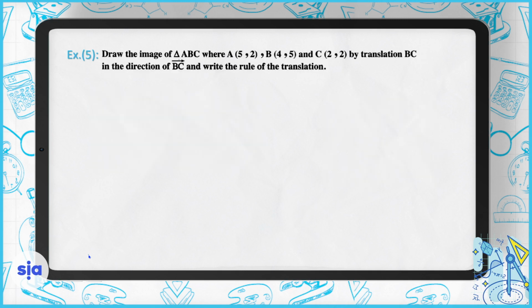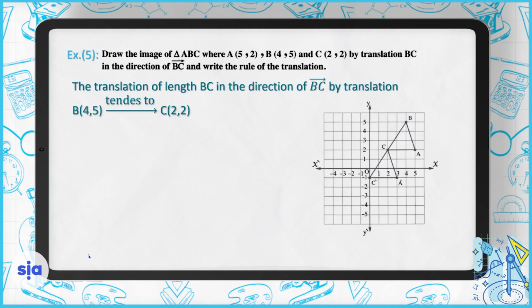For exercise number 5, draw the image of triangle ABC where these are the coordinates of the vertices A, B, and C by translation BC in the direction of BC and write the rule of the translation. The translation BC in the direction of BC ray: we have point B (4, 5) tends to C (2, 2). The rule of translation will be (x, y) becomes (x minus 2, y minus 3).